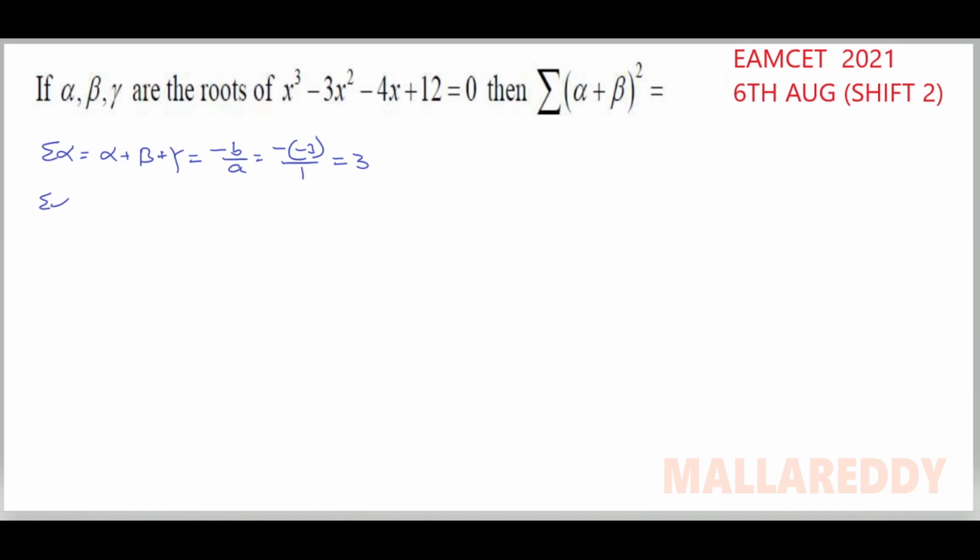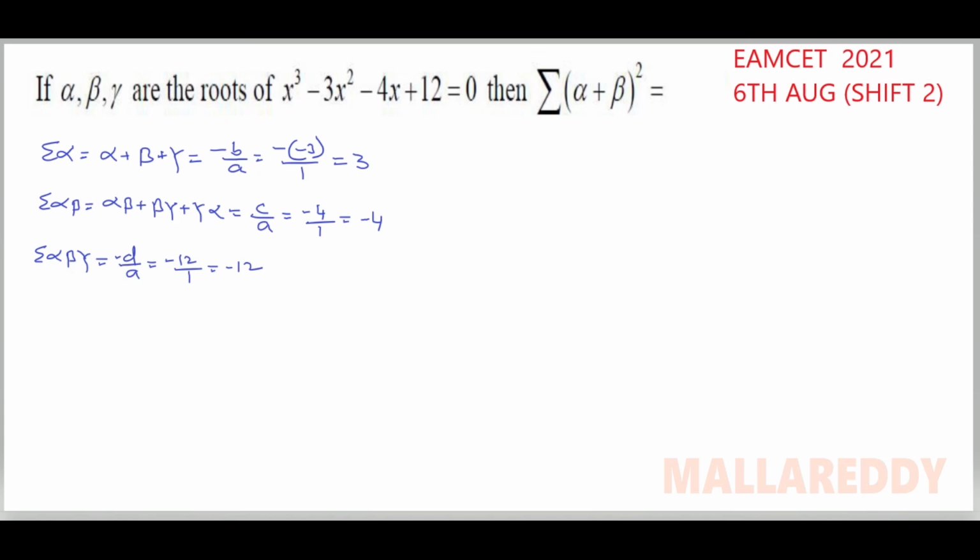And sigma alpha beta, that is alpha beta + beta gamma + gamma alpha, is equal to c by a. Here c value is −4 by 1, that is equal to −4. And sigma alpha beta gamma is equal to −d by a. Here −d, that is −12 by 1, is equal to −12.